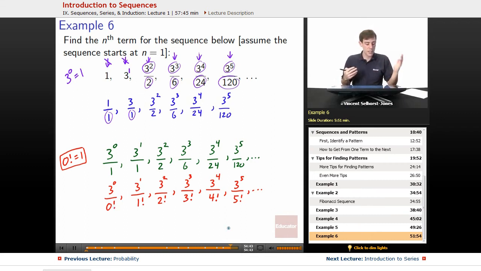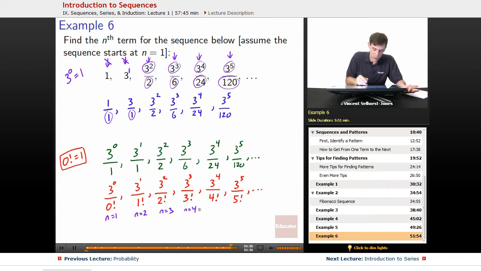So we've got on the bottom 0 factorial, 1 factorial, 2 factorial, 3 factorial, 4 factorial, 5 factorial. On the top 3 to the 0, 3 to the 1, 3 to the 2, 3 to the 3, 3 to the 4, 3 to the 5. So let's compare that to the numbers n equals 1, n equals 2, n equals 3, n equals 4, n equals 5, n equals 6, right? Our first location, our second location, third location, etc.